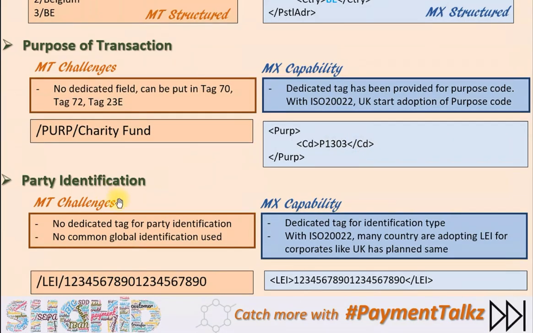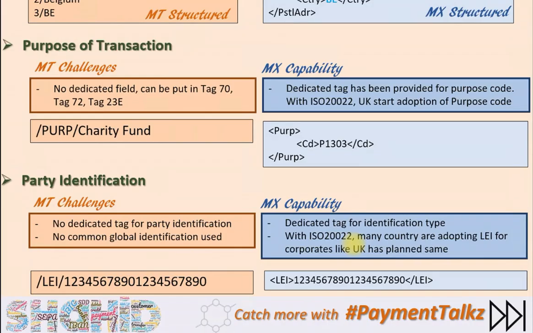Then the third one is party identification. We have seen that party identification can be put in 77B, but there is no standard rule about which type of identification is commonly understood, because of which some use the LEI, some use the passport, some use some other method. But with MX, it has gained more importance, and they have provided a dedicated tag for some of the commonly known standard party identifications like LEI. LEI has become a very common trend, and many countries have already adopted it and some are showing interest in it.